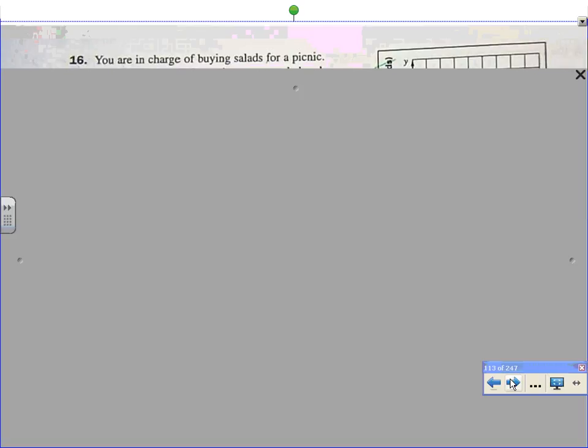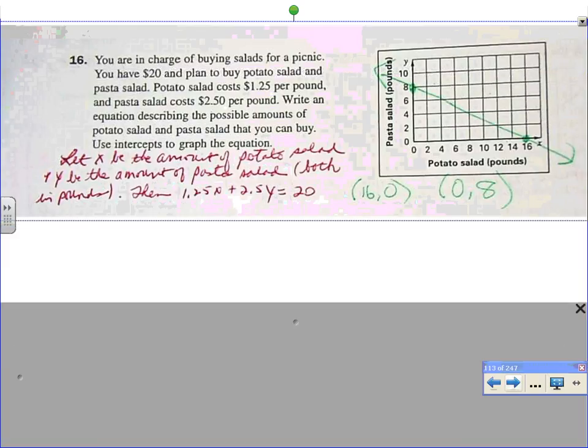And then what are the x and y intercepts if you have that equation? Y is 0, 8 and x is 16, 0. Good job. So that's what everyone said. Mine is 1.25x plus 2.5y equals 20. X is potato salad, and y is pasta salad. You should have looked at this graph and realized potato salad is on the x, so you make potato salad x, and pasta is on the y, so you make pasta y. That's how they gave me the graph, so that's how you should have done it.